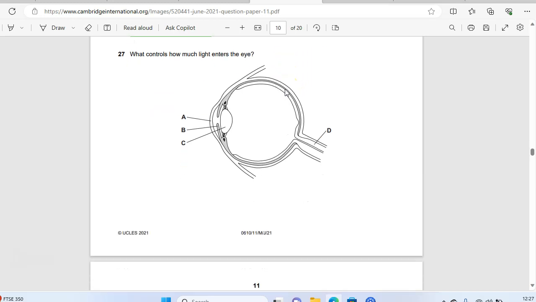Question number 27 here. Which controls how much light enters the eye? The answer is B. So B is the right answer, and this is the iris. Because of the iris, the light is controlled. So iris.